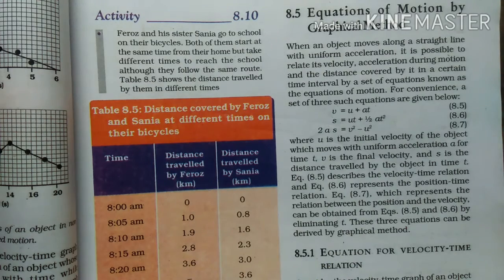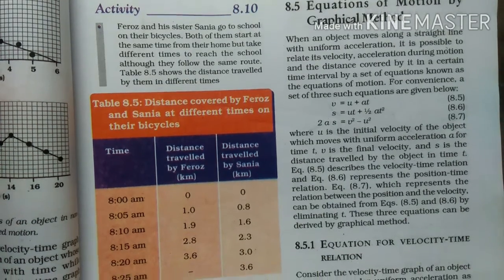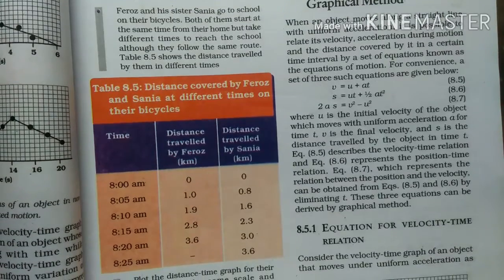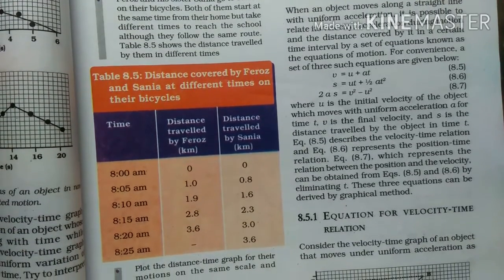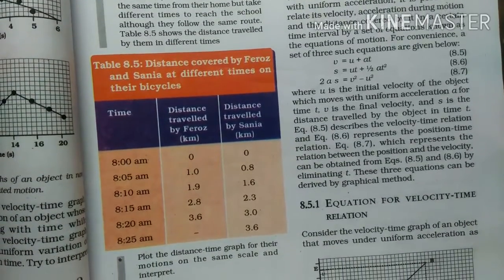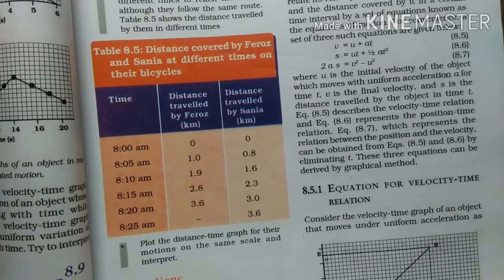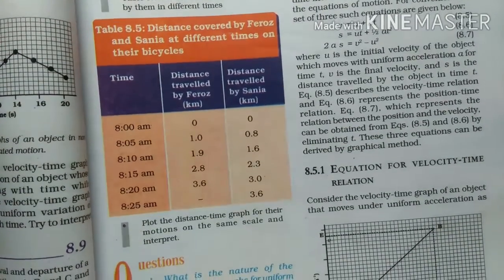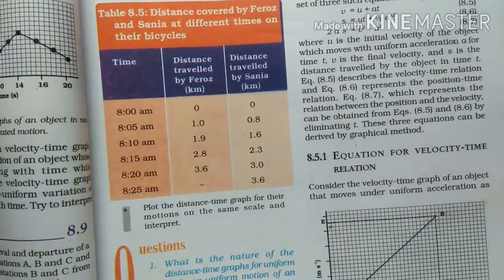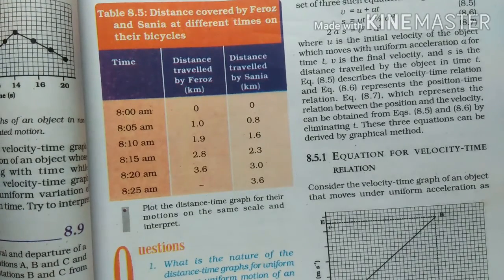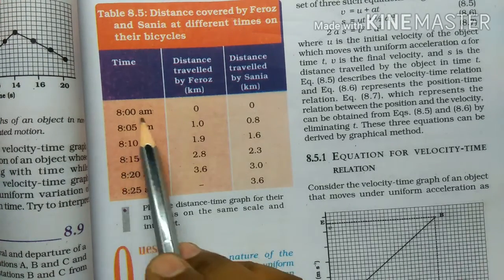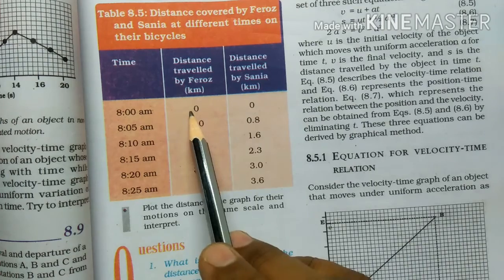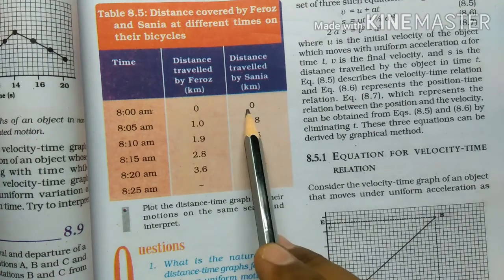Here Firoz and his sister travel a distance to school from their home on the bicycle, but in the same time they covered different distances. See here, we can see in the table at 8 o'clock, the distance is 0 because this is the initial distance.